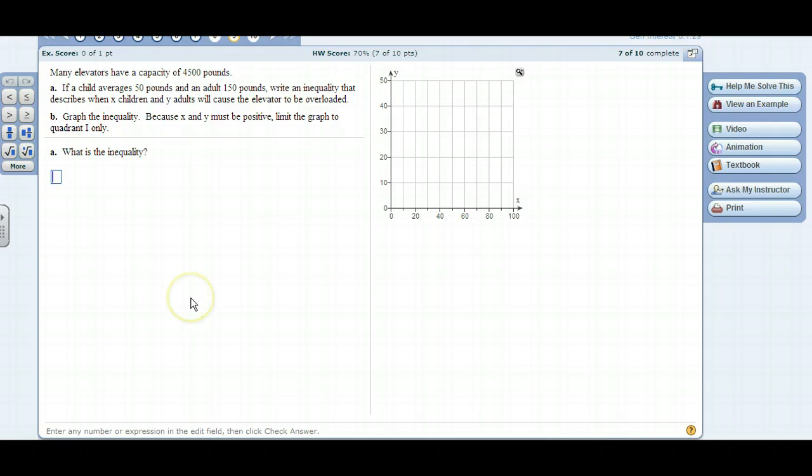Alright, and then 8.1, question number 9, or a similar question to your number 9. So 4,500 pounds is the capacity on the elevator. Average child weighs 50 pounds. Average adult weighs 150 pounds. We want an inequality that describes when x children or y adults will cause the elevator to be overloaded.